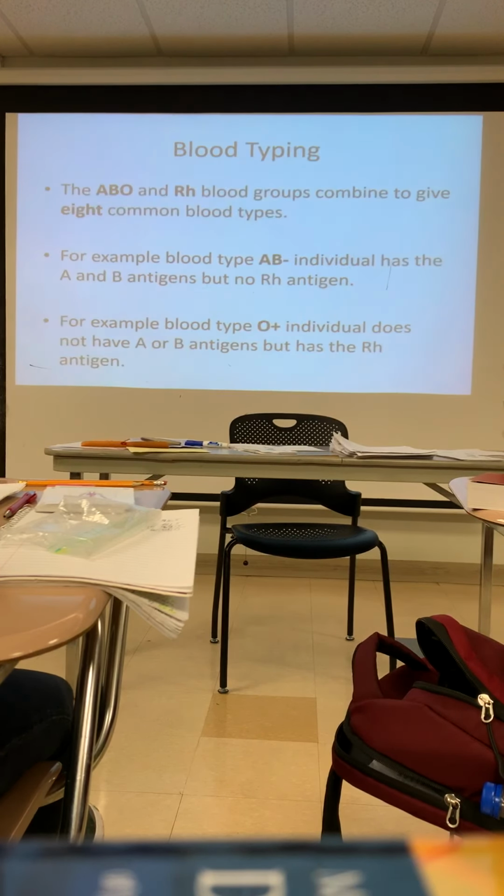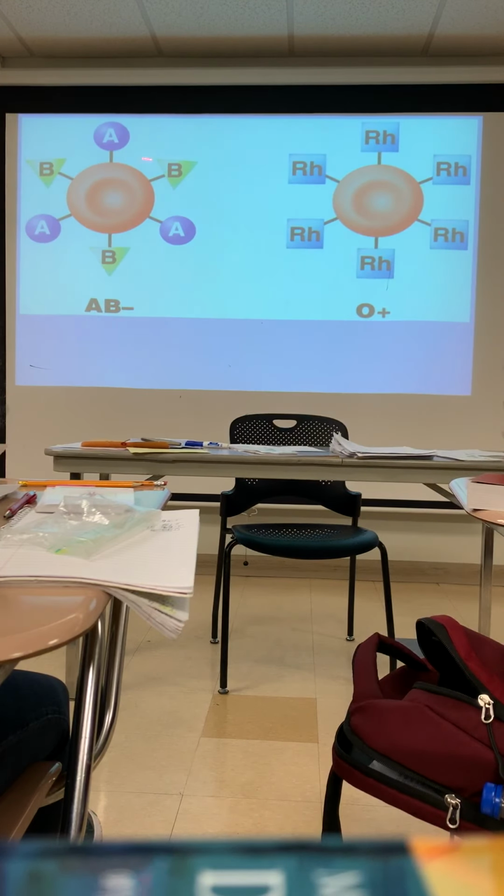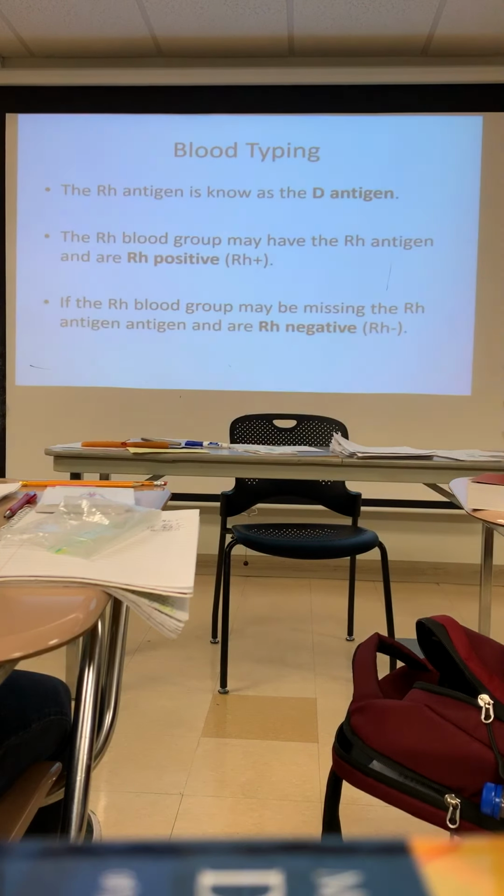Okay? So the RH again, as I've told you, combines with the blood group to give 8 common blood types, negative and positive. For example, this is AB negative and this is O positive. AB negative because there's no RH here, right? And this is O positive because there is RH here. Correct? Okay. So the antigen is known as the D antigen. Presence of this will be positive. Absence of that will be negative.